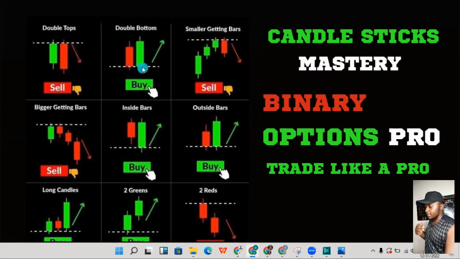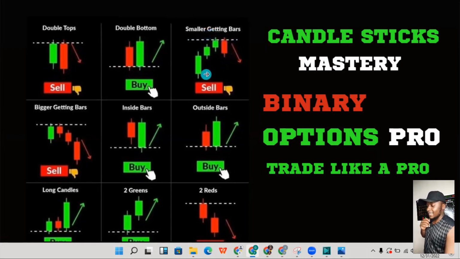For a buy, it is still the same: this is a double top, and this is a double bottom. You wait for the candle to get to the lowest level with a red candle, and then you wait for the green candle, and this is where you get into your buy.